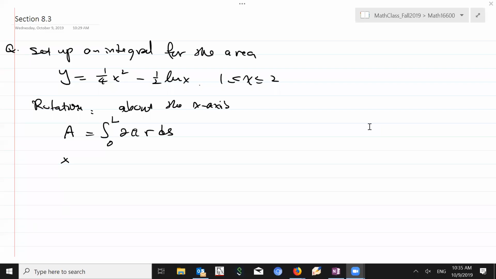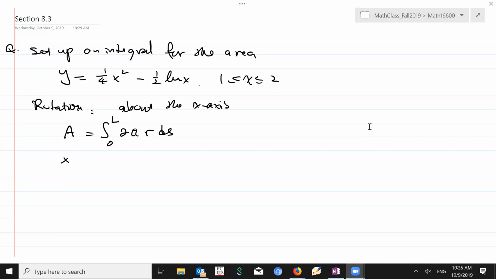Set up using the integral for the area. I just say any integral, maybe you have two different forms. The integral could be with respect to the x variable, or with respect to the y variable. But the original formula for the area is a mutual form, no x or y. You can change it to x, you can change it to y variable, the integral. So here it is, ds. This is a mutual form.